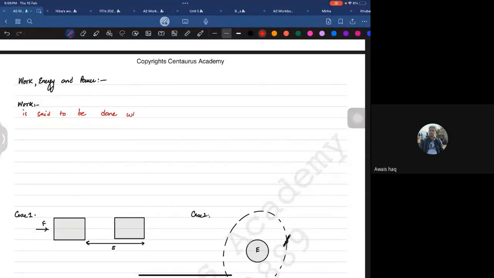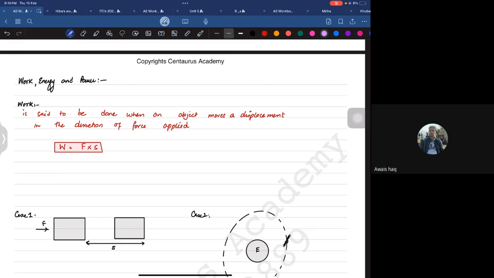when an object moves a displacement in the direction of force applied. Work is given by force times displacement. Please do not forget about that.